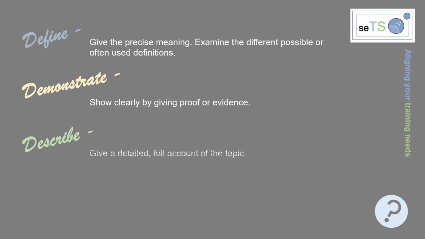Describe. Give a detailed, full account of the topic. What does it look like? An account of the principal features of the topic involves some element of selection of the more important features. Again, context and possible variation is significant, as is the degree of detail required in the description. Determine. Find out something. Calculate. What is the scope? What have I found out? And it's to conclude after your observations or considerations.